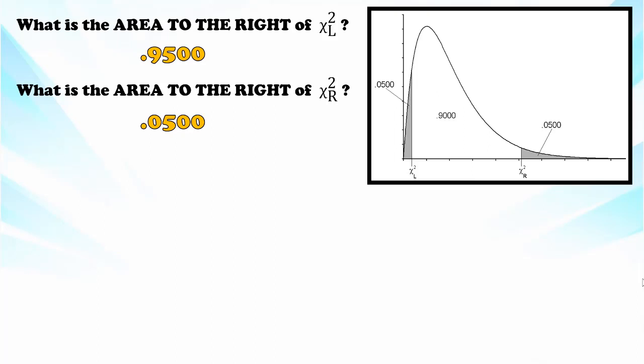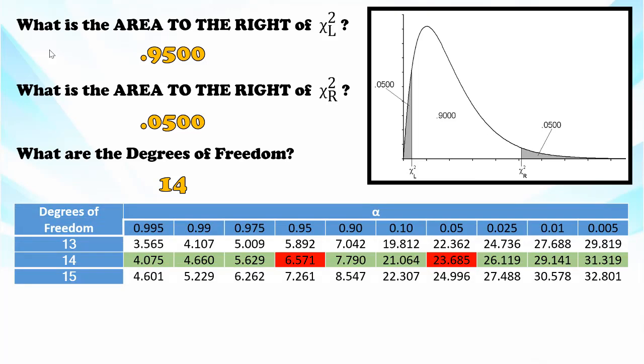We need the degrees of freedom. In this problem, since our sample size was 15, our degrees of freedom are 14. So now that we've got our degrees of freedom, we can turn to the chi-square distribution table. And so we look for our area values under the alphas at the top. So for 0.9500, we just find 0.95. Remember that zeros at the end of a decimal are extraneous. We can leave them off. And for the chi-square R value, 0.0500, we're just going to look for 0.05.